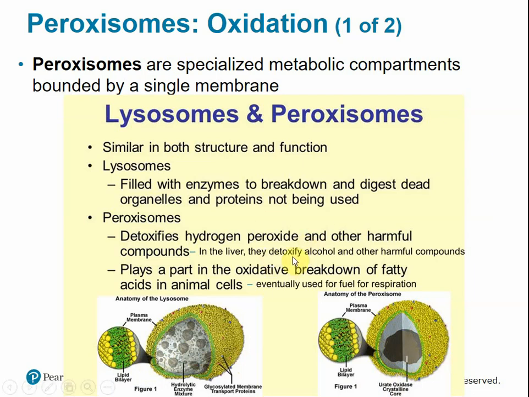Right, so we said the smooth ER, the smooth endoplasmic reticulum, helps to detoxify substances. So liver cells would have lots of smooth ER. They would also have lots of peroxisomes to detoxify alcohol. The enzymes in peroxisomes also play a role in the oxidative breakdown of fatty acids in animal cells. So this is how we break down stored fat to use for energy in cellular respiration.